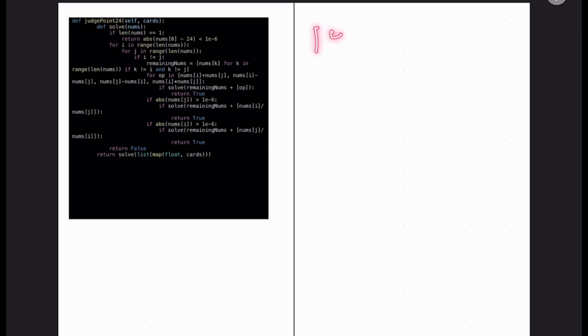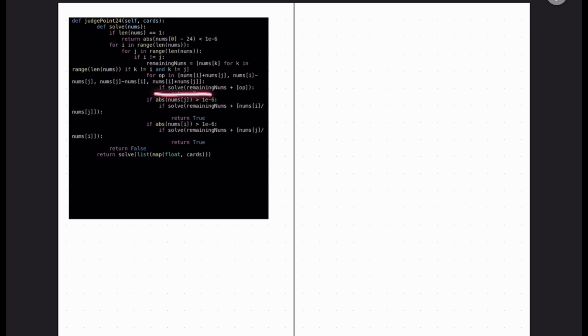For example, we have taken 4 1 8 7. Initially we have taken 4 and 1 into consideration. What is left? 8 and 7. So that will be the remaining nums. Whatever the resultant comes with, 4 plus 1, or 4 minus 1, 1 minus 4, or 1 multiplied by 4, all these we add to the remaining nums and call the second recursive approach. Got it?